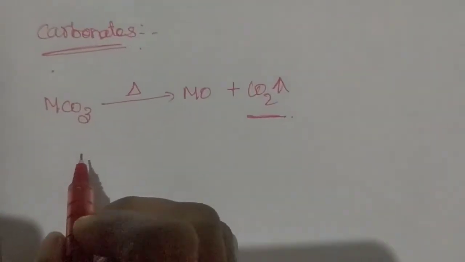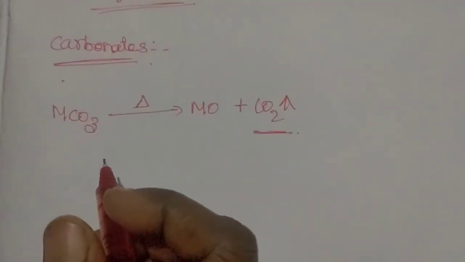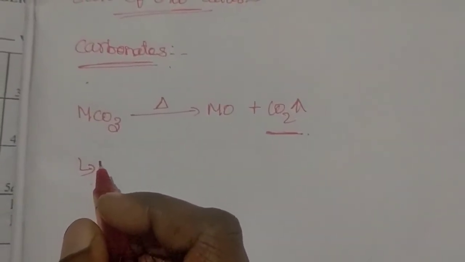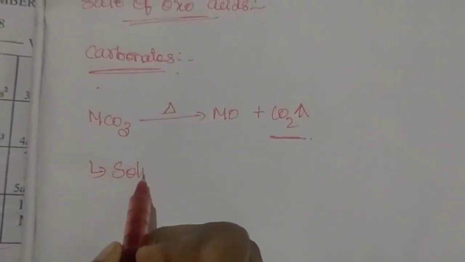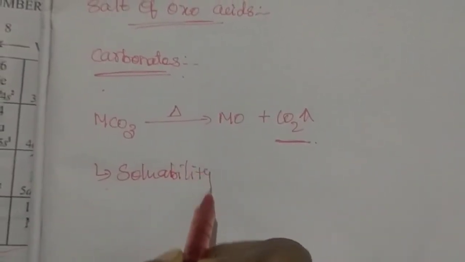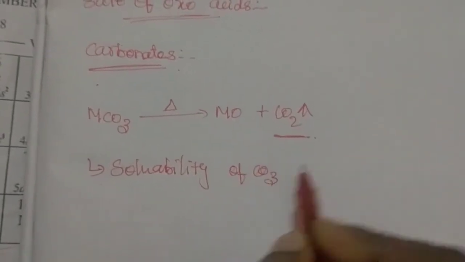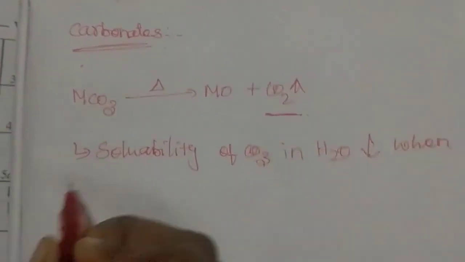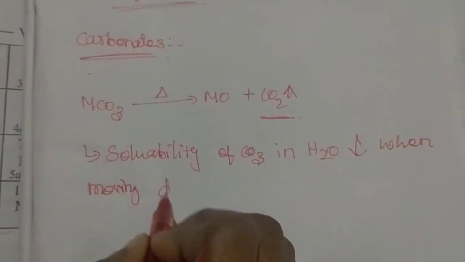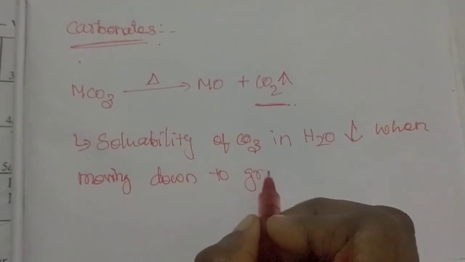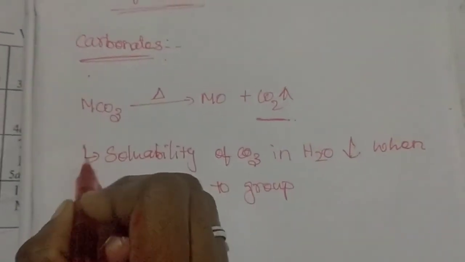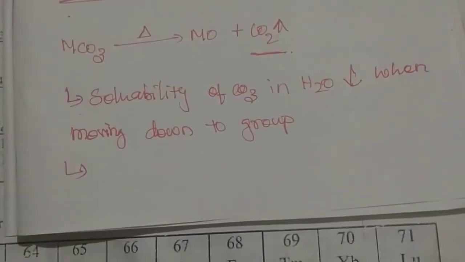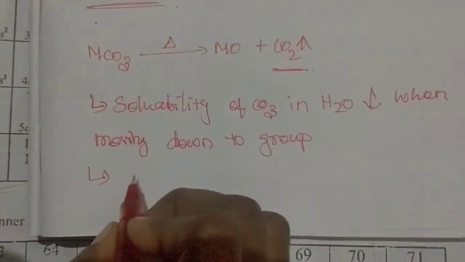They have some characters. Carbonates of alkaline earth metals: the solubility of carbonates in water decreases when moving down the group. Second character, thermal stability is increasing.